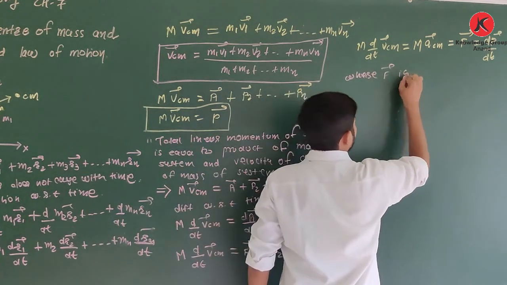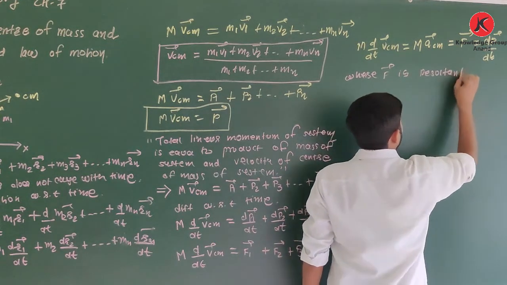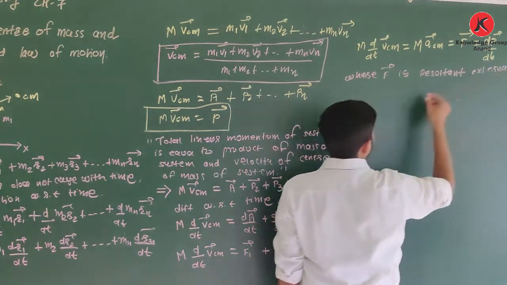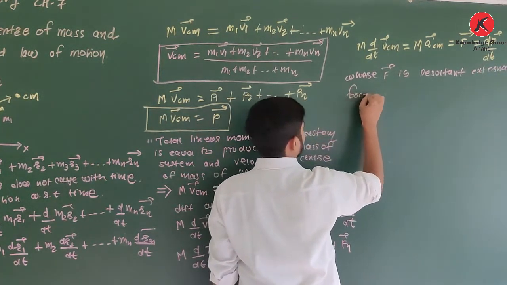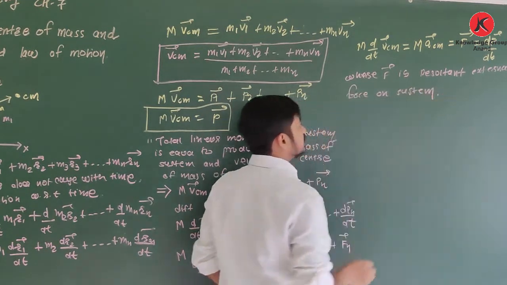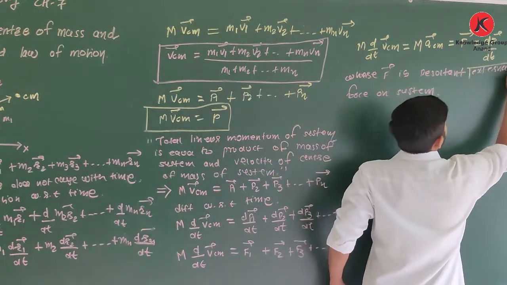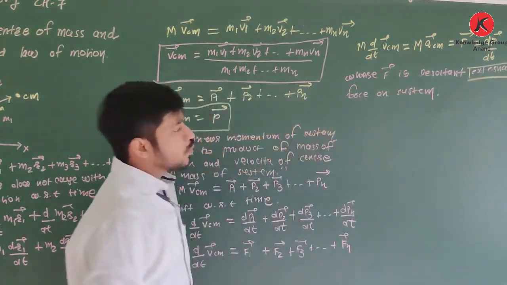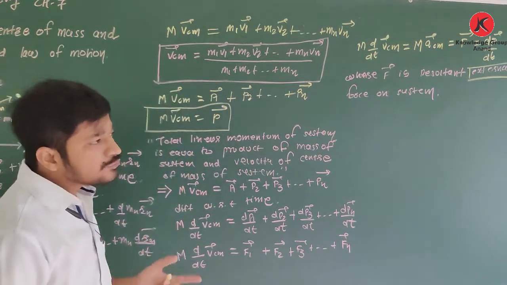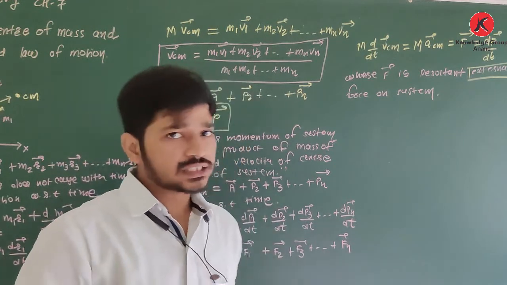F is the resultant external force on the system. Now why have I used the term external? Why have I used the term external? Because if we take a system of particles, there are two types of forces, internal forces and external forces.